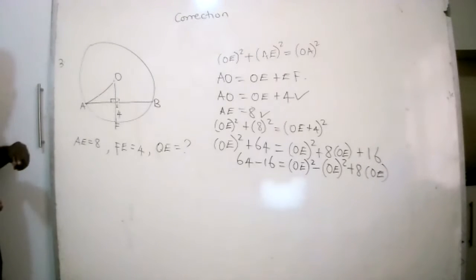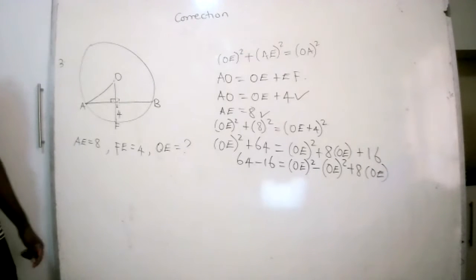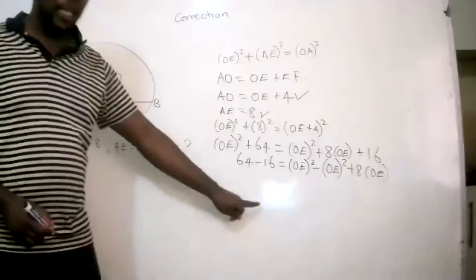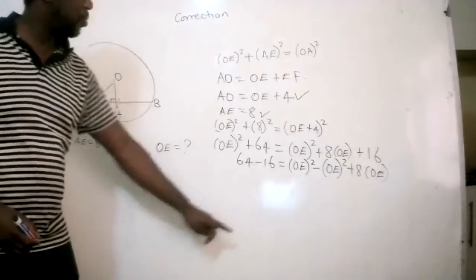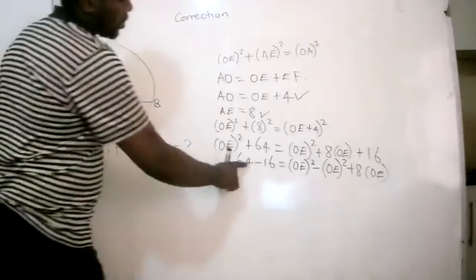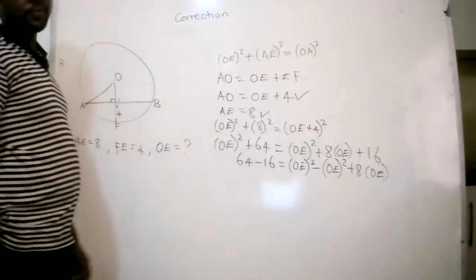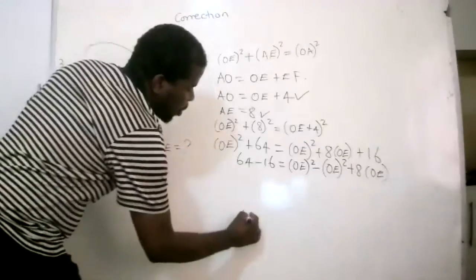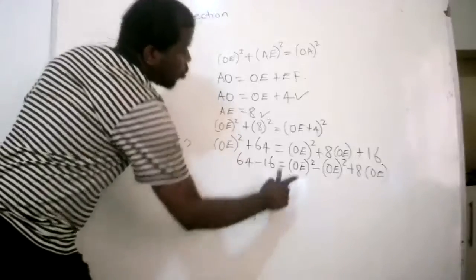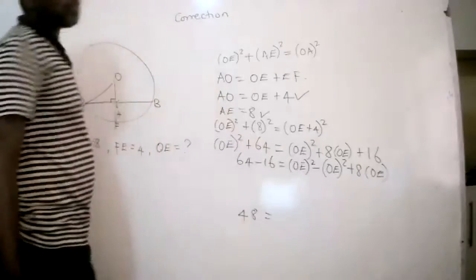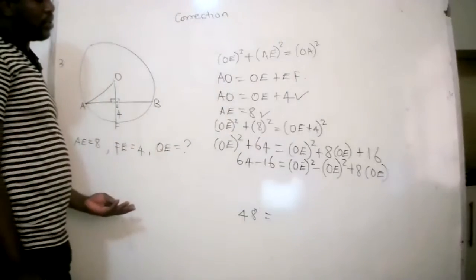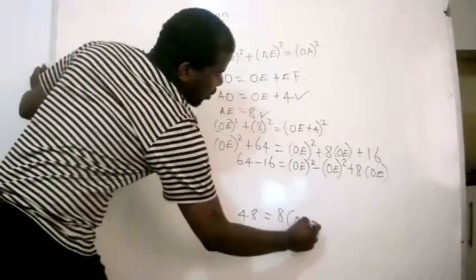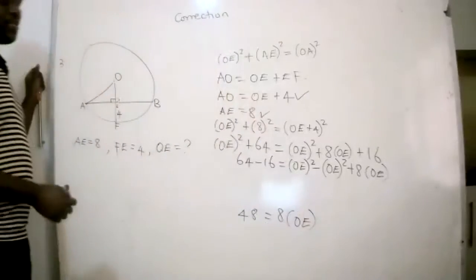Are we together up to that point? Yes. All right. Let me just write below there. What is 64 minus 16? 48. So we have 48 equal to OE squared minus OE squared, which is 0, right? It means we are left with 8 into OE. Do you all see that?